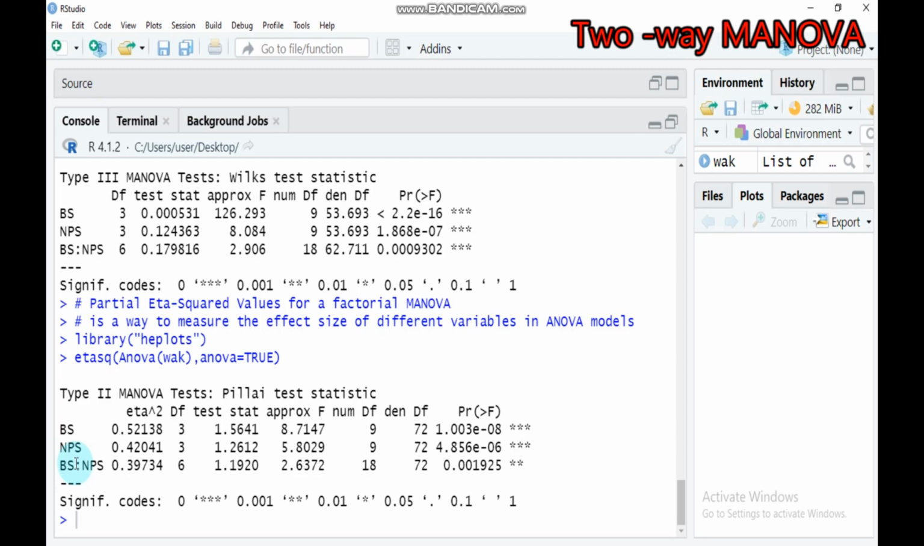So in this way, on the basis of our result, we can conclude that the 52.13 is the highest compared to the other two. So we can say that 52.13 percent of the variance of our response variables is due to the difference of what? The PS or the Bray sludge, followed by the NPS fertilizer, which is at 42.04, and lastly the interaction of the two is around 39.73. So in this way you can perform a two-way or factorial MANOVA in our software.